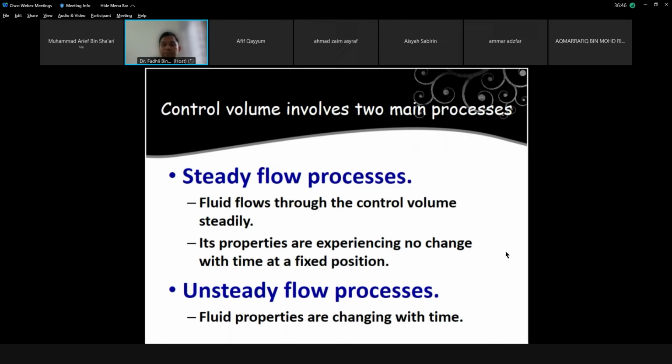Sebab steady flow ni dia lebih, it's very simple to analyze. Once we know how to analyze steady flow, then we will know how to study unsteady flow. Sebab steady flow is very simple, basic for thermodynamics.